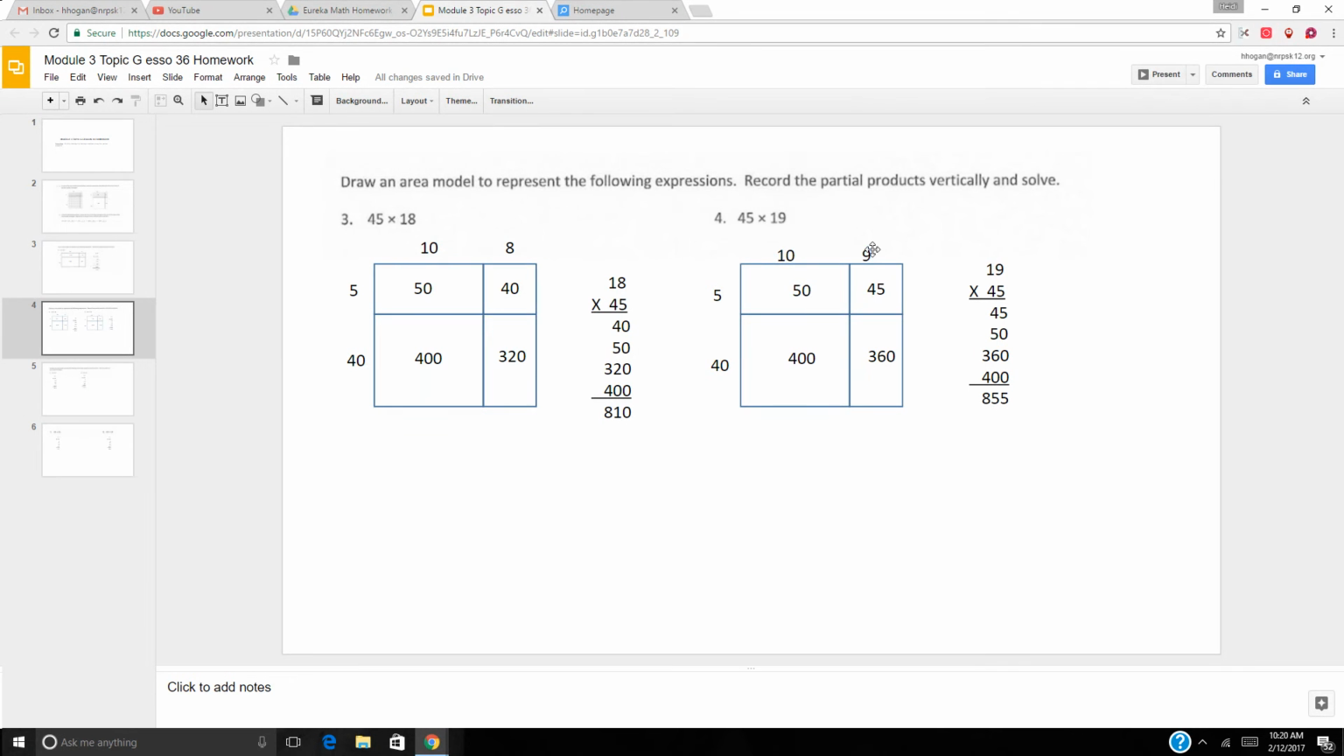45 times 19. 5 times 10 is 50. 5 times 9 is 45. 40 times 10 is 400. 40 times 9 is 360. We come over here. 5 times 9 is 45. 5 times 10 is 50. 40 times 9 is 360. 40 times 10 is 400. And when we add it all together, we get 855.